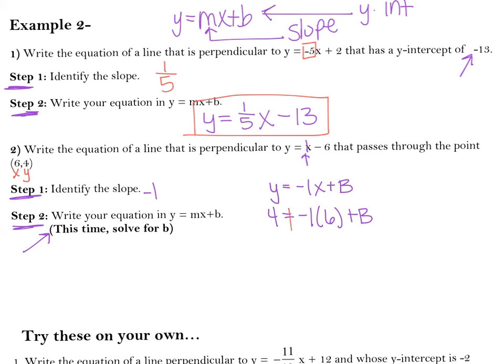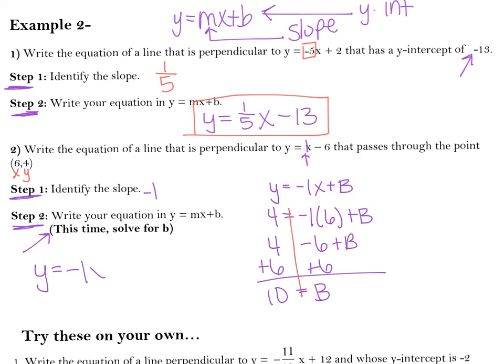I'm going to draw my line and solve. So that's negative 6 plus b. Copy down the 4. Add 6 on both sides. And I have 10 equals b. So my final answer is y equals negative 1x plus 10.